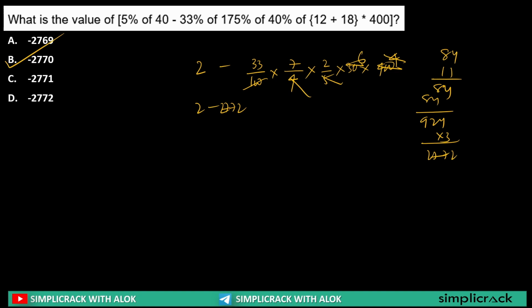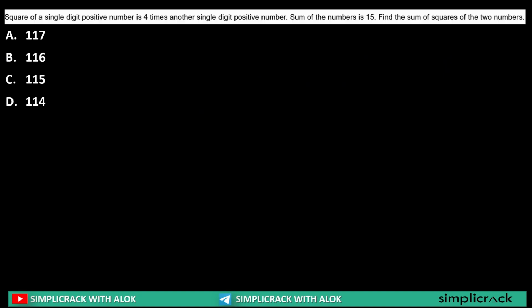Clear? Yes. Square of a single positive number is 4 times another single digit positive number. So for an example, A is a single positive number and B is another single positive number. So A square is equal to 4 into B. Now the sum of the numbers, A plus B, is equal to 15. Then find the sum of the squares of the two numbers. So it is asking A square plus B square.